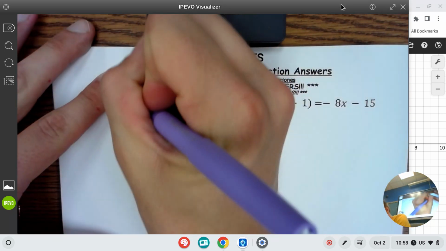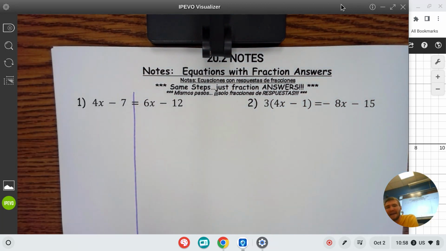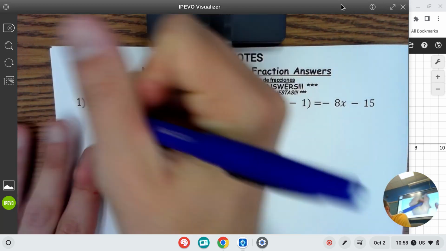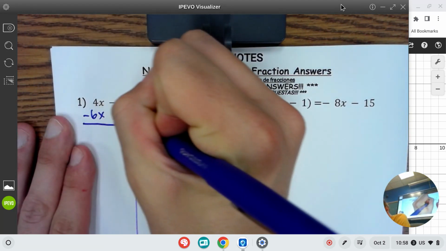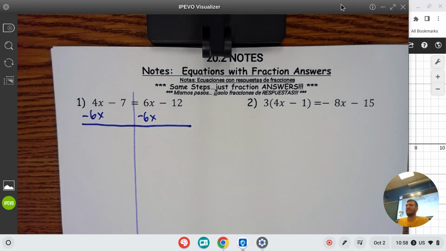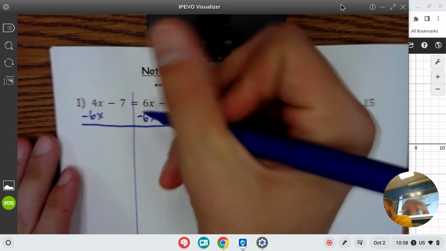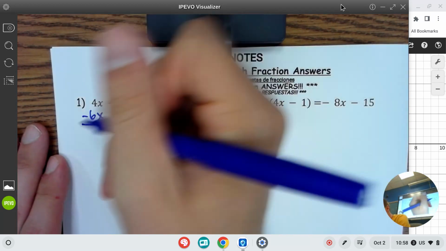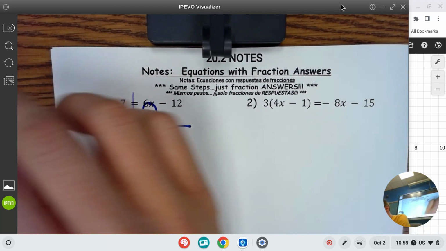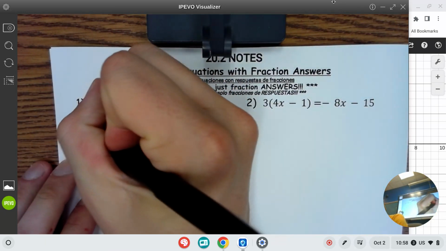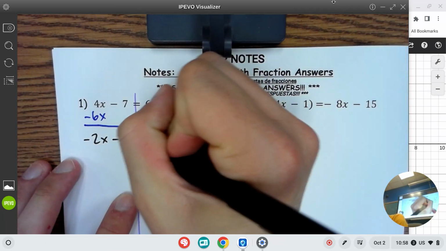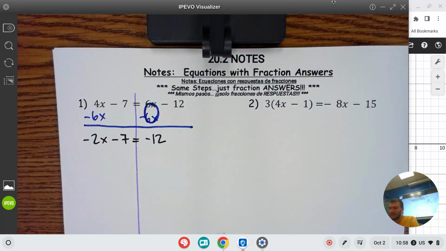So let's see it happen. Question number 1. Is there anything here that scares you at all? I hope not. This looks like a normal question. We've solved 150 of these this year so far. We're going to move our x's to the other side. Apologies if I'm getting a little bit of a fast start, but we've done these questions over and over and over again. 6 minus 6 is 0. 4 minus 6 is, let's get back to black here, negative 2x minus 7 equals negative 12.